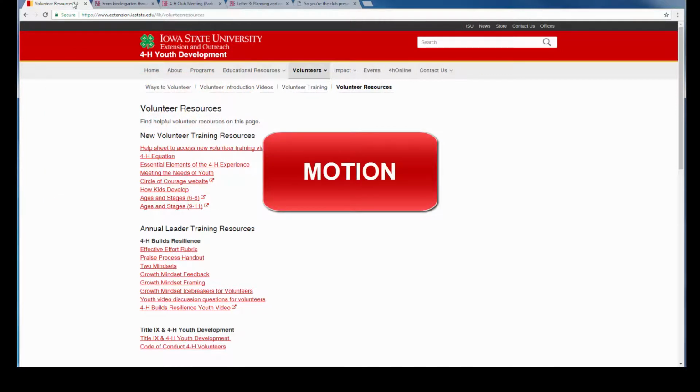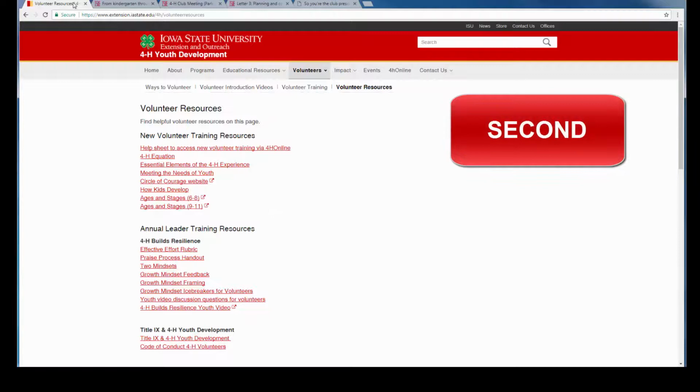Motion, a suggestion that a member wants the group to consider. A motion is stated as, "I move that." Second, once a motion has been made, the presiding officer will ask for a second. A second is made if there is another member of the group that thinks the suggestion should be considered by the group. To second a motion, a member will say, "I second the motion," or "second."